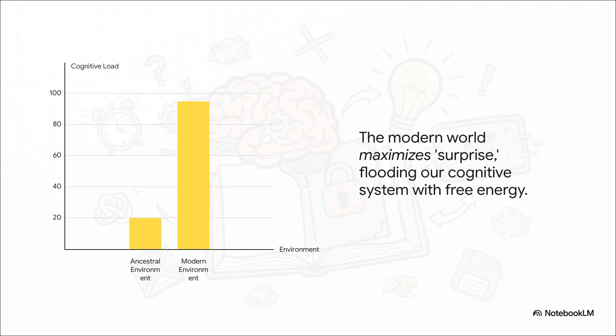And this chart right here just shows you the scale of the problem we're dealing with. It's massive. Look at the cognitive load in our ancestral environment. It's way down there. Now look at the modern world. It's through the roof. Our world today is basically a surprise-generating machine. It just bombards us with novelty, with uncertainty, with prediction error after prediction error. And what's the result? Cognitive overload, system lag, and yeah, eventually, total burnout.